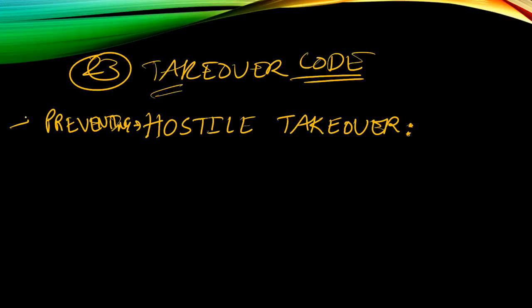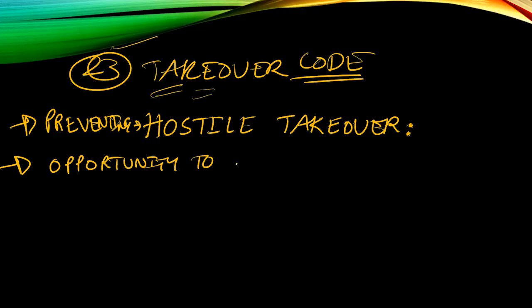So if you have this in mind, everything else, all the rules will start becoming very easy. It will start making sense to you. So why is the takeover code, chapter 23, there? First point, to prevent hostile takeovers, and the second point is to give opportunity to exit. To whom? To the innocent. So there is a concept of innocent shareholders.